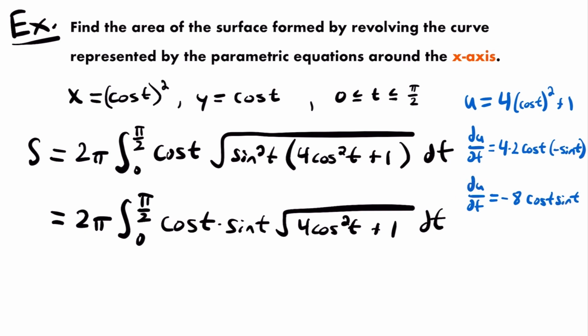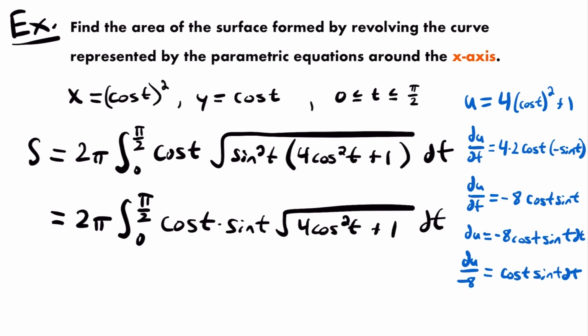Let's multiply both sides of this equation by dt. We'll have du is equal to negative 8 times cosine t times sine t, and then we have dt. And now we can divide both sides by negative 8 so that we have a term of du that is equal to something that we can find in our integral. So du divided by negative 8 will be equal to cosine t times sine t dt.